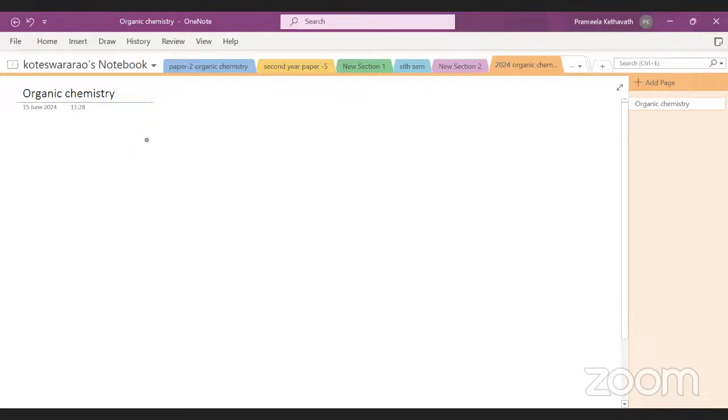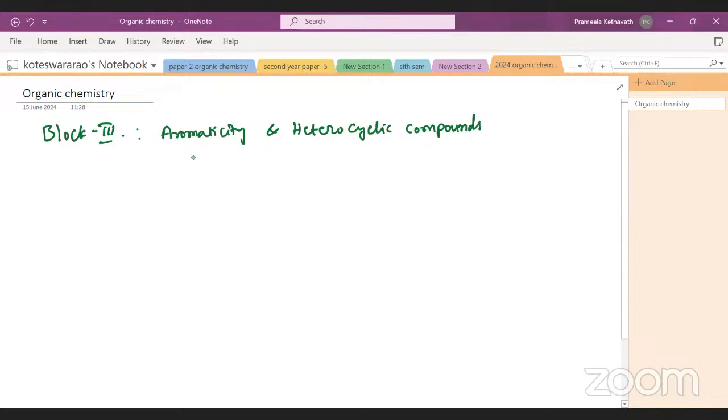Thank you. Now, I'm going to start block 3, which is titled aromaticity, and the properties of aromaticity and heterocyclic compounds. The first unit, unit 11, is the concept of aromaticity.